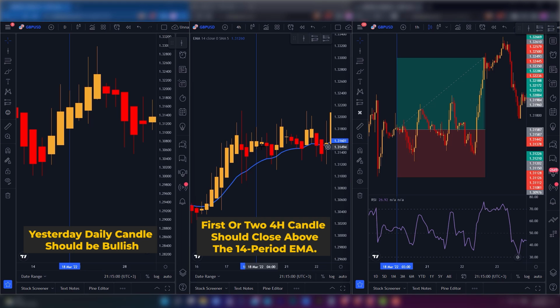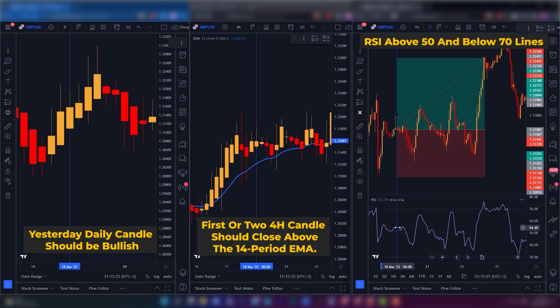The first or second 4-hour candle of the day in the Asian session should close above the 14-period moving average. This candle started at 12 AM and closed at 4 AM, so technically this is the 4 AM candle. If these 2 conditions are showing in the charts, you can look for a long position in the 1-hour time frame. The RSI line on the 1-hour chart should be above 50 and below 70, between these 2 levels.